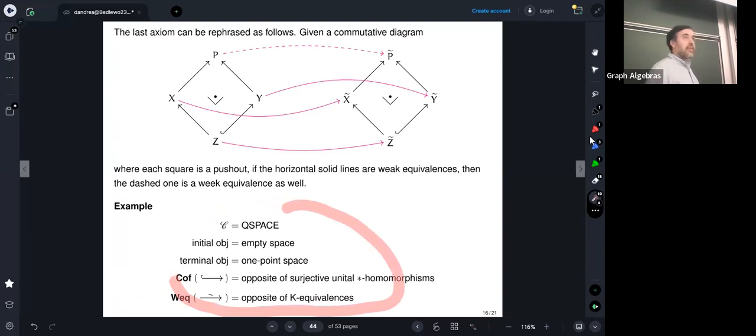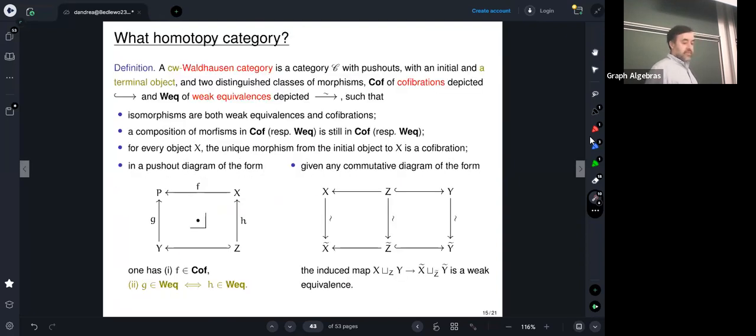Sorry, I have a comment. Originally, Waldhausen considered similar categories, but of pointed spaces. So the initial and the terminal objects were identified. Yes. Okay. This is why I put this in green, because there is no terminal object in the original definition.